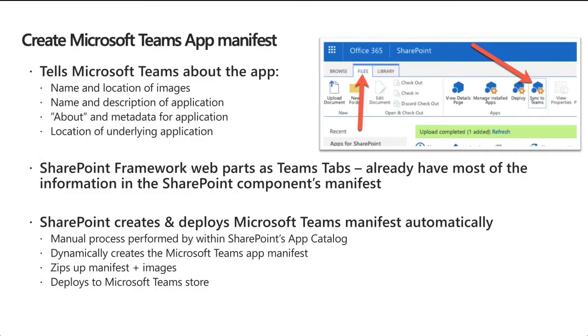You're then going to have to create the Microsoft Teams app manifest. So the way you do this, what needs to happen here is that you're effectively going to need to package up your application, the images and the manifest file, and then deploy them over to the Teams store so that Teams knows that this custom tab is an application that can be installed inside your Microsoft Teams experience.